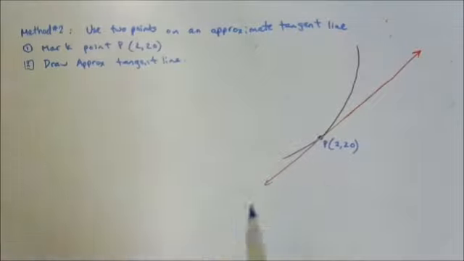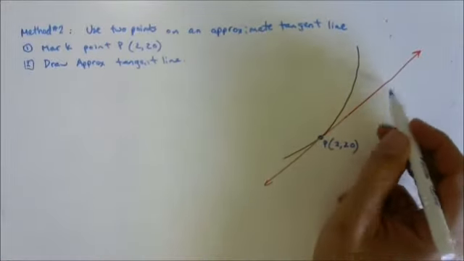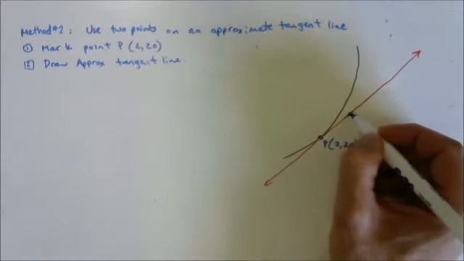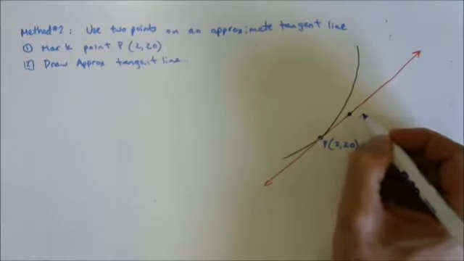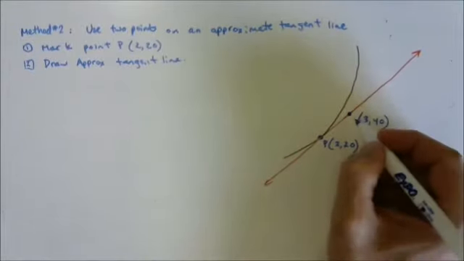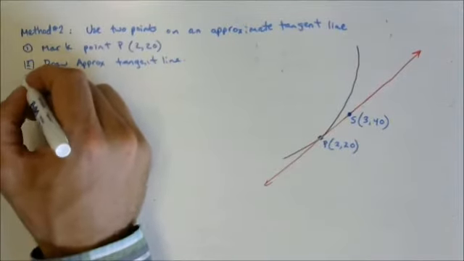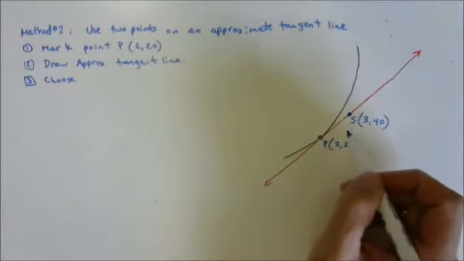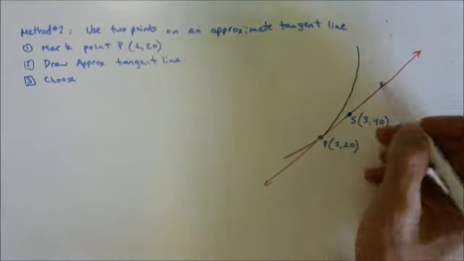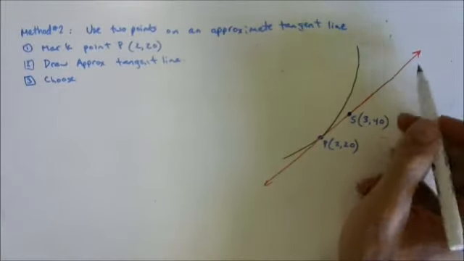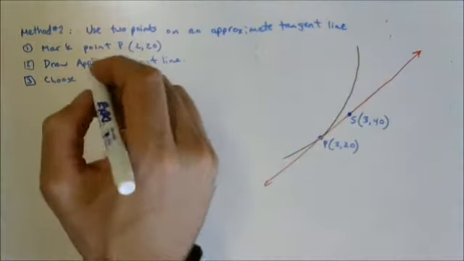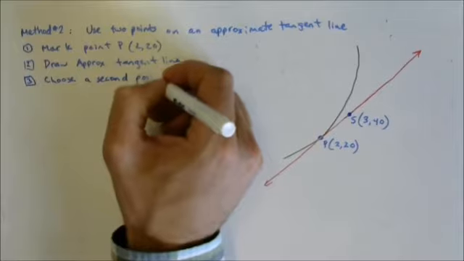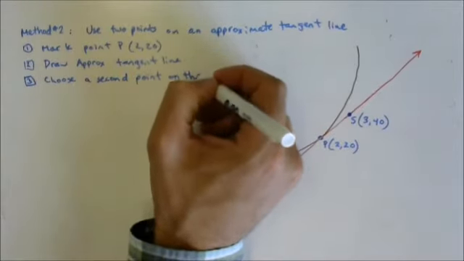And then the third thing we're going to do is pick a point along that tangent line. Your approximate tangent line likely goes through the point (3, 40), or at least really close to it, depending on your sketch. Anyway, you don't have to use (3, 40). Whichever point you can identify on your tangent line, any point, this will work. So choose a second point on the tangent line.